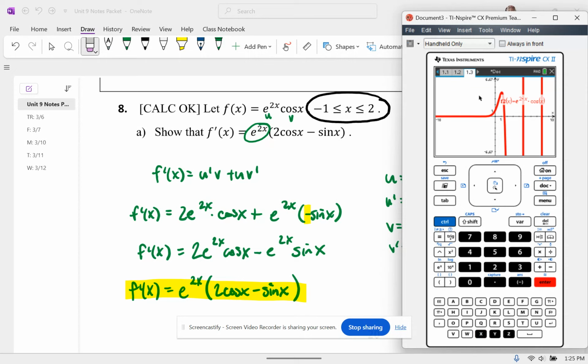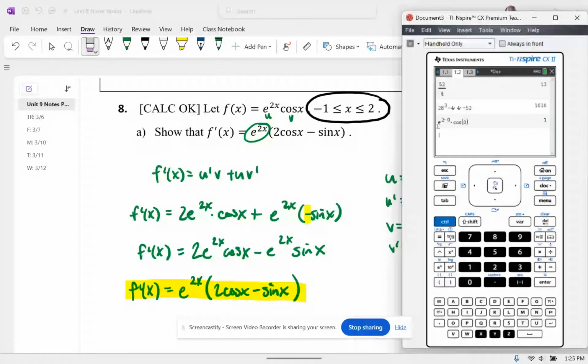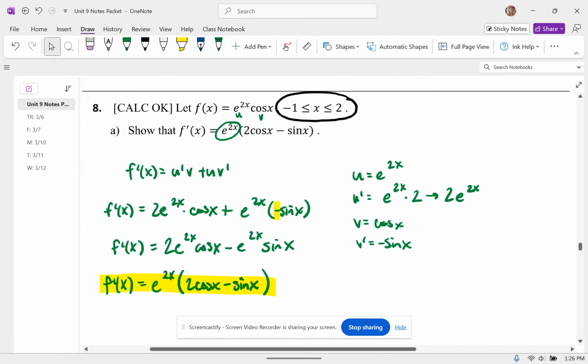I agree. You see why? Because you're plugging it in, e to the 2 times 0 is going to end up being what? And then the cosine of 0 is? So it would just be 1. The answer is 1, not negative. On the circle, the unit circle.